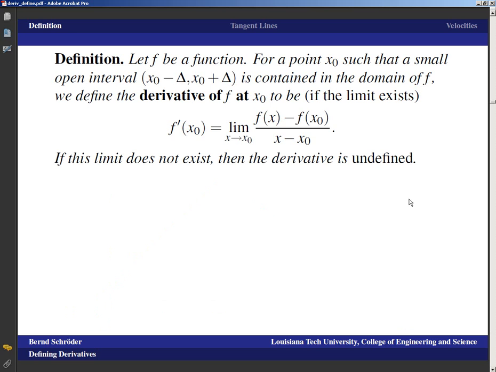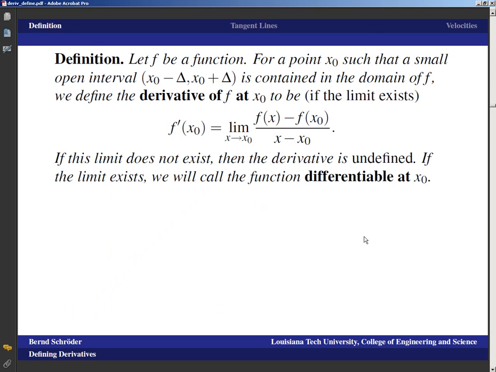Alright, so if this limit does not exist, then we will say that the derivative is undefined. And if the limit exists, we will call the function differentiable at the point x0. And the notation for the derivative is, we can denote it by f prime of x0.